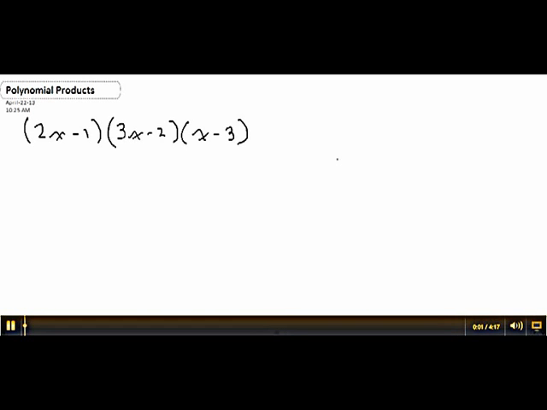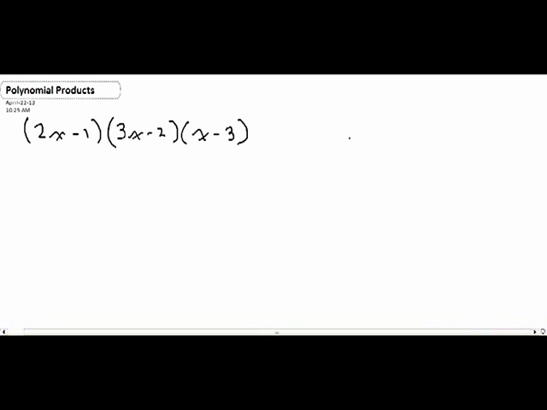Hello students, and we're going to continue our look at polynomial products. In this case we have three binomials being multiplied together. So we've got 2x minus 1 multiplying 3x minus 2 multiplying x minus 3. In order to solve this, we're not going to multiply the binomials all together at once. What we're going to do is do them in pairs. So I'm going to multiply these two binomials together first. Now, this is just my own personal choice. You could have just as easily multiplied these two together first or these two together first. I'm just working from left to right for simplicity's sake.